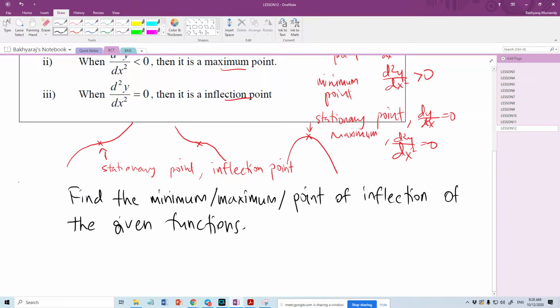Okay, ni soalan dia, sorry just now. Okay, go for question number 1. Question number 1 is what? Fx equal 2x square minus 3x plus 4. Okay, so ini ialah soalan dia. Find the minimum, maximum or point of inflection. So to go for minimum, maximum or point of inflection, the first thing we need to do is differentiate. Okay, mesti kena differentiate dia.